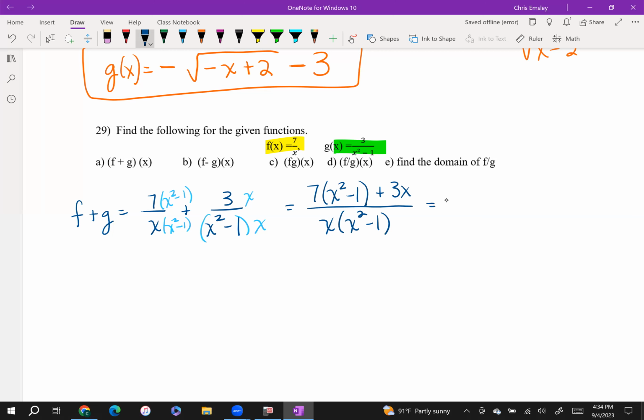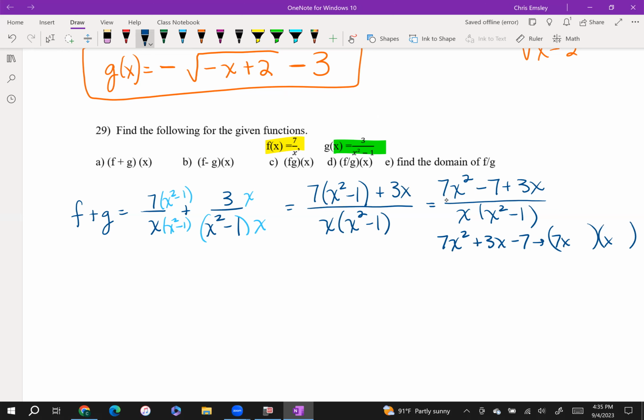We do want to simplify the top if possible, so let's distribute. And then let's see, I don't know if the numerator is going to factor or not. I don't think so, but let's double check. 7x squared plus 3x minus 7. Can that be factored? We have 7x and x. 7, 7. No, it cannot. I just did a quick check in my head. No. So there is our answer. That is the sum of our 2 functions.